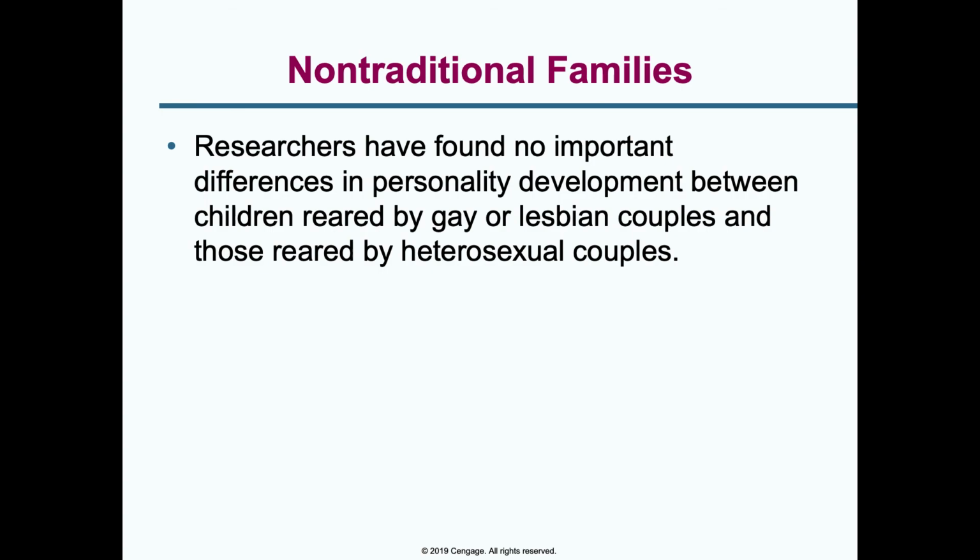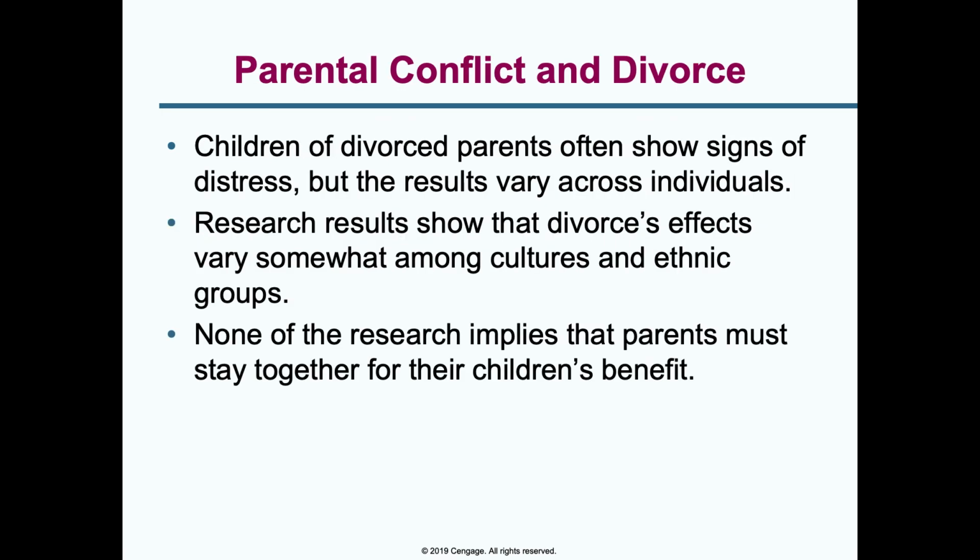And then the last two slides talk about non-traditional families and how researchers have found no significant differences between children reared by gay or lesbian couples and those reared by heterosexual couples. So when we think of traditional families, we think of the mother, the father, and the children. But when we think of non-traditional, it's other kinds of structures, and there hasn't been much research to find any sort of differences. The problem is that most of the studies that have been done have small sample sizes. So the reality is we actually need more research to see if this continues to be on that same path of no real differences.